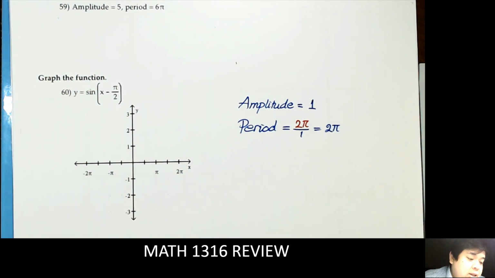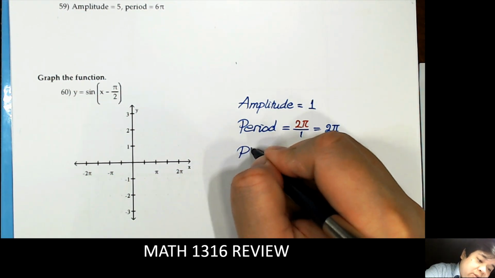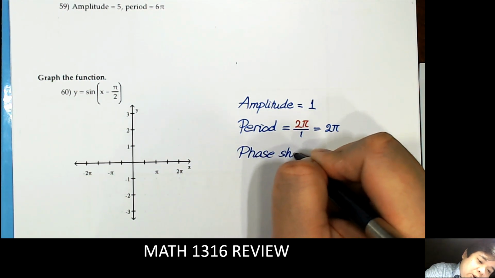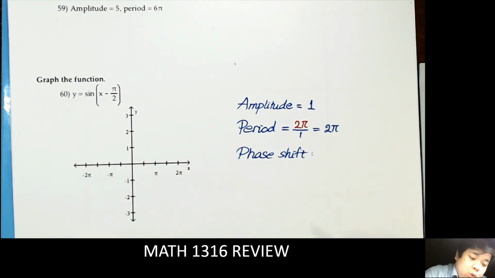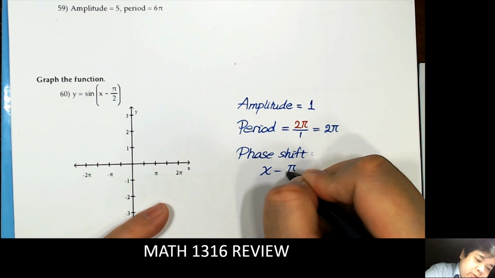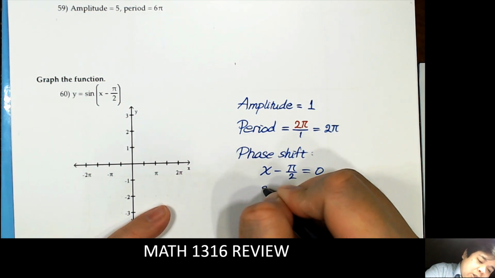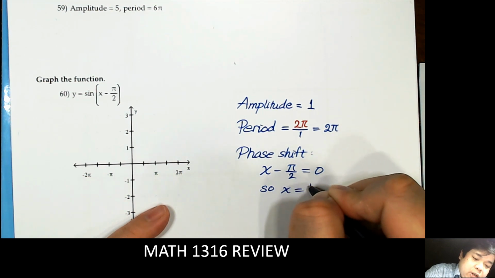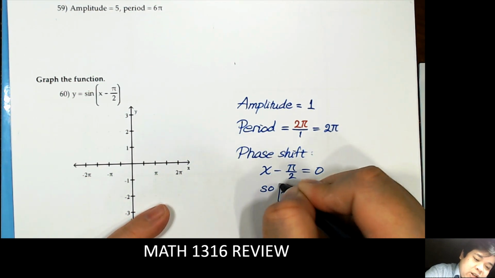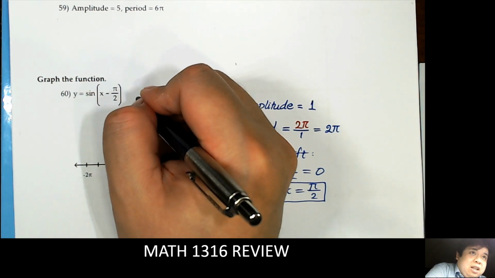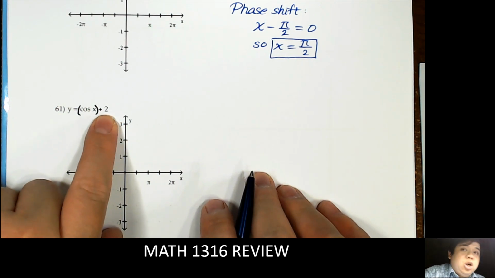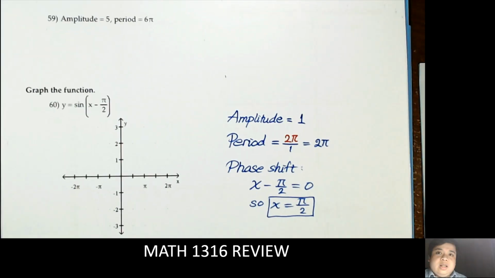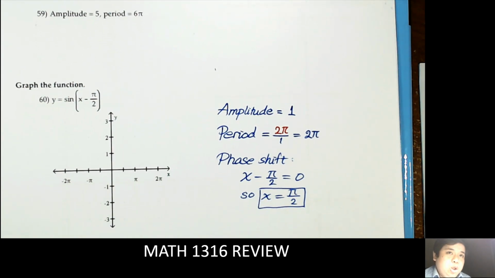Right. Next, the phase shift. This time we do have the phase shift. The phase shift is wherever we let the argument of the function equal to 0, x minus pi over 2 equal to 0. So x equals plus pi over 2, we have pi over 2. So this is the phase shift. We don't have any number that is added or subtracted from it. Like 61, we have plus 2, so that means the vertical shift is plus 2, meaning 2 units up. Here we have pi over 2.